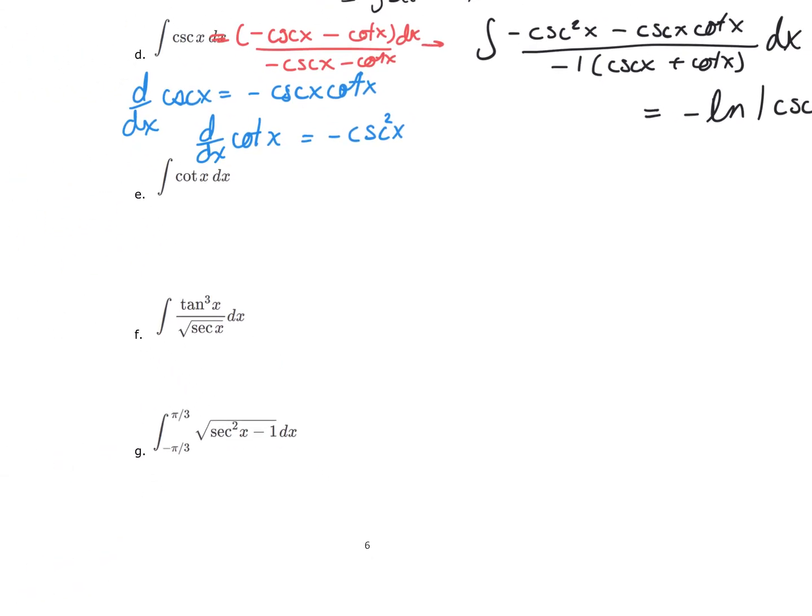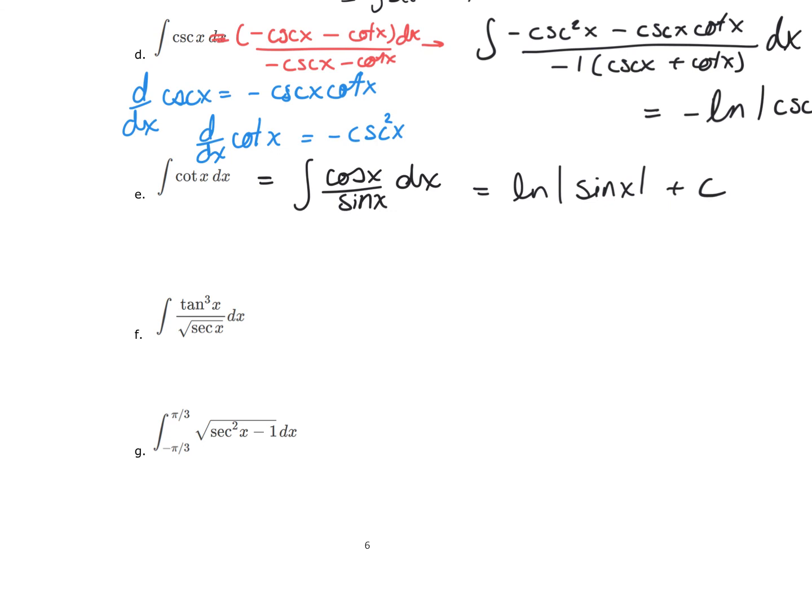Cotangent, of course, we can rewrite easy peasy lemon squeezy as the cosine of x over the sine of x dx. Nice replacement there. We let u equal sine, and so we're going to get the natural log of the absolute value of the sine of x plus c. Nice easy peasy lemon squeezy.